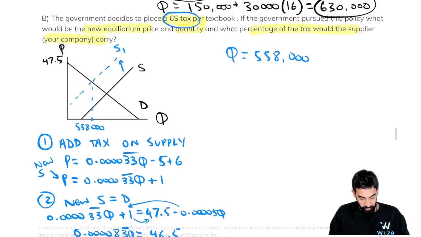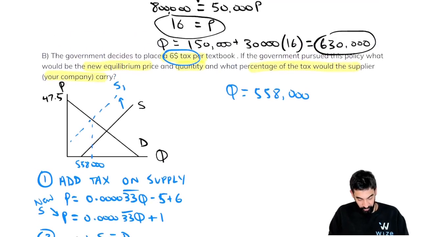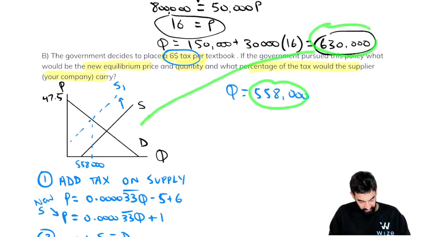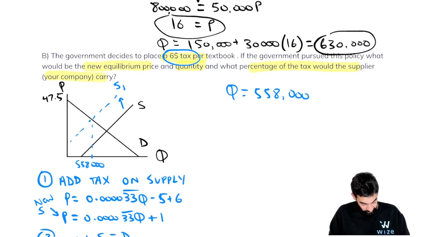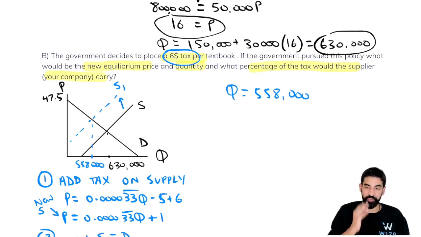And does that make sense on the graph? Well, what was the old equilibrium quantity? The old equilibrium was 630,000. So yeah, it makes sense. The quantity went down. So this 630,000 is right here, the old equilibrium. If you're drawing the graph out, it helps you to catch any mistakes.